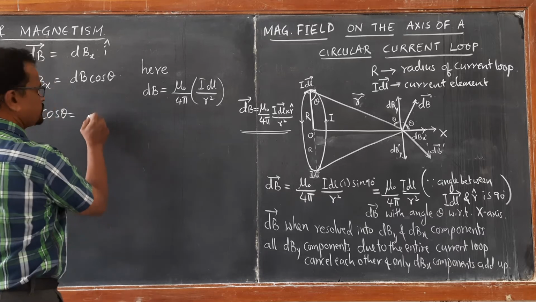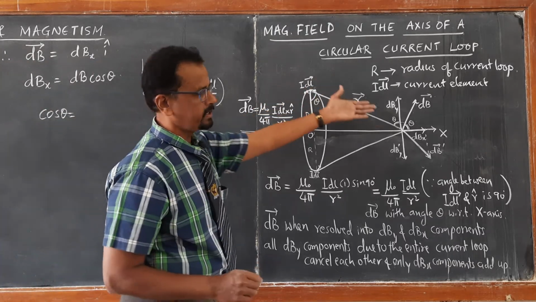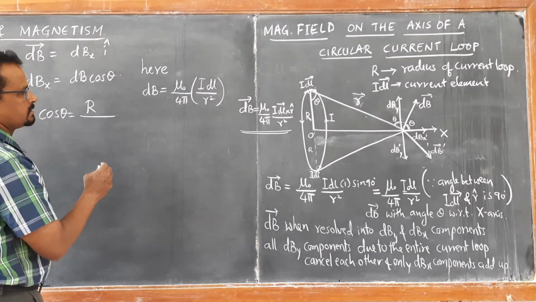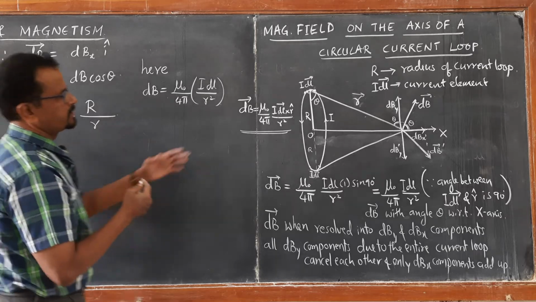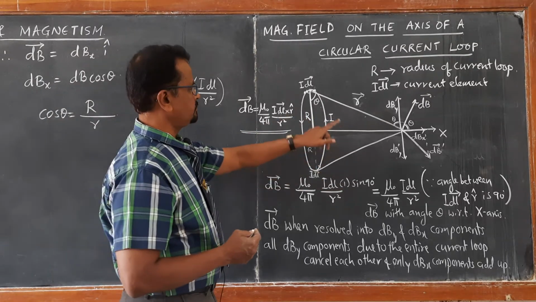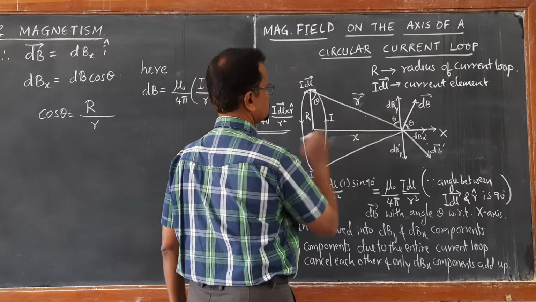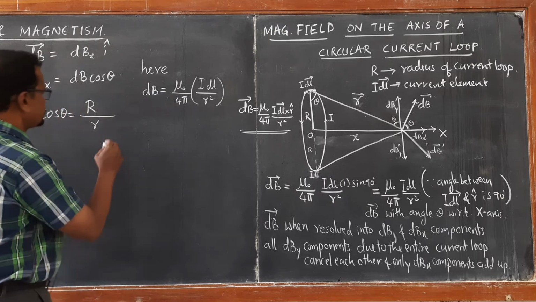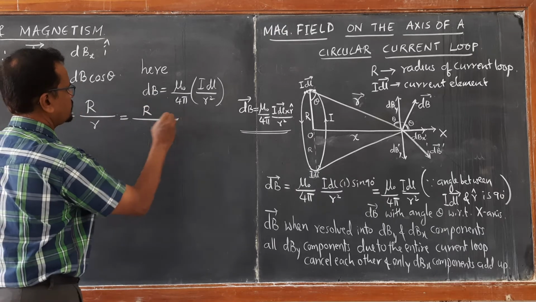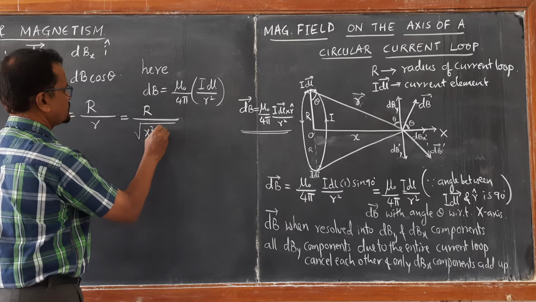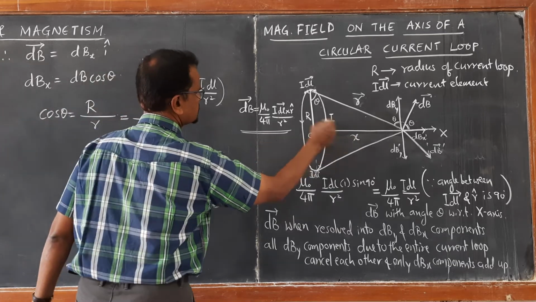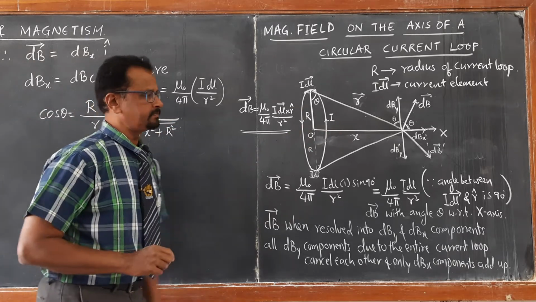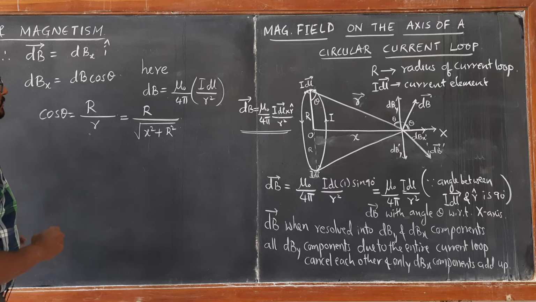Cos theta is therefore equal to adjacent divided by hypotenuse. Adjacent is capital R and hypotenuse is small r. What is small r from the diagram? Using Pythagoras theorem, you see this is x, so small r is nothing but square root of x square plus R square. Therefore, I can write the next step: capital R divided by square root of x square plus R square, using Pythagoras theorem, right. Now, this I have to substitute here.